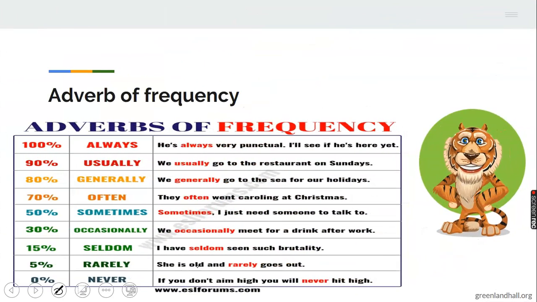Now I have adverb of frequency. Tells us how often an action takes place. Now we have always, usually, generally, often, sometimes, occasionally, seldom, rarely, never. You can see the sentences that I've used them to make for you, even the picture. You can look at them very well and make more sentences for yourself.